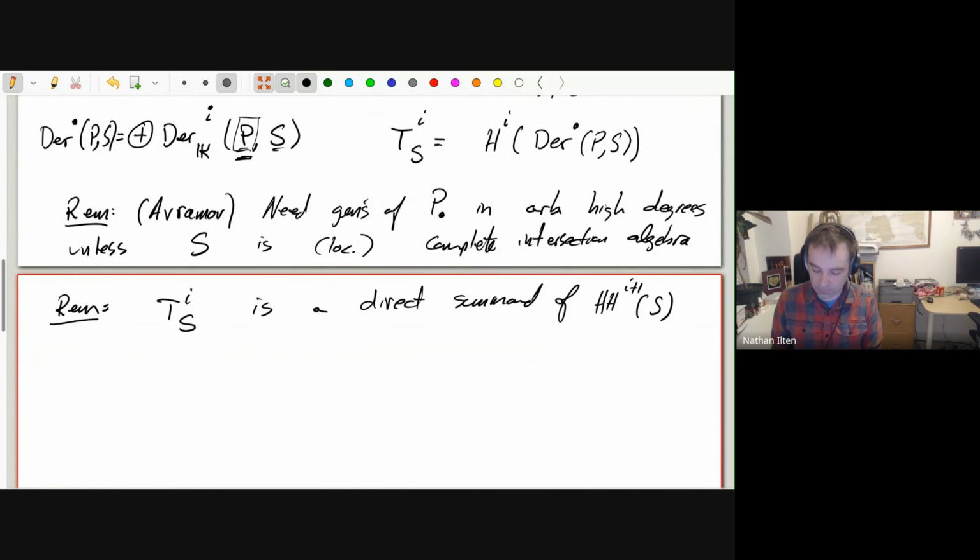Okay, so let me now talk about a little bit of motivation for cotangent cohomology. And so for me, the motivation comes from deformation theory.